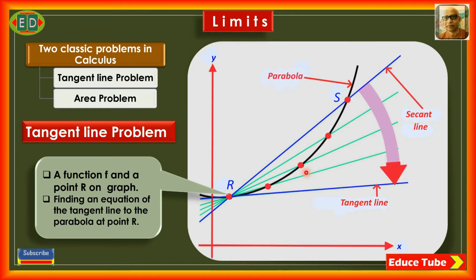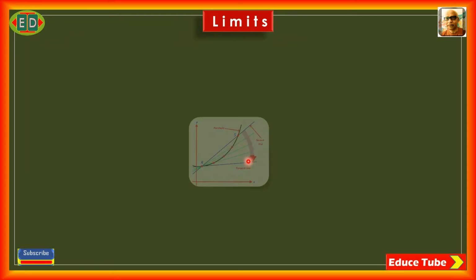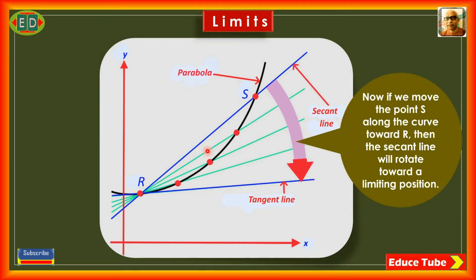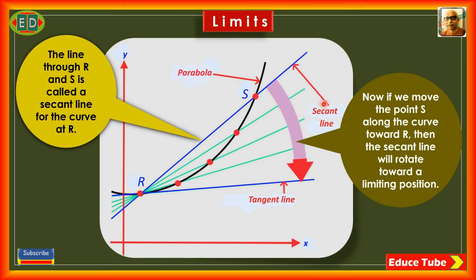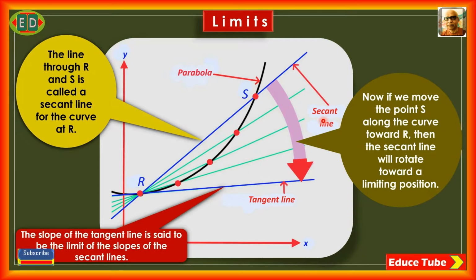For this purpose, suppose we are interested in the tangent line at point R on this curve on the xy plane, and S is any point that also lies on this curve, and of course this point is different from point R. Now the line through R and S is called the secant line for the curve at R.